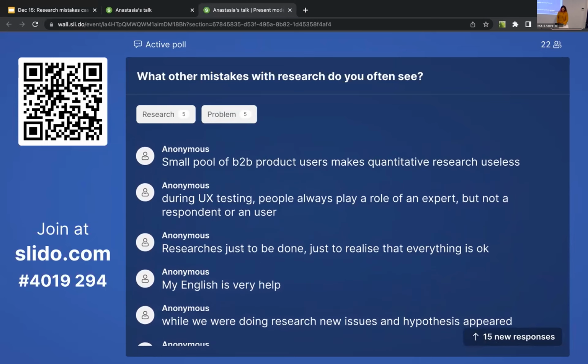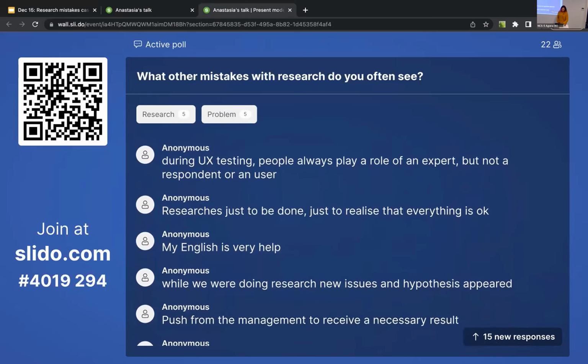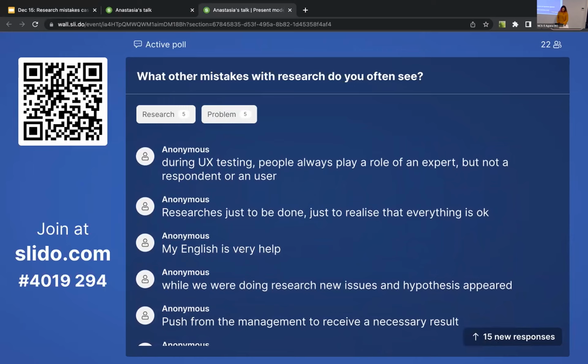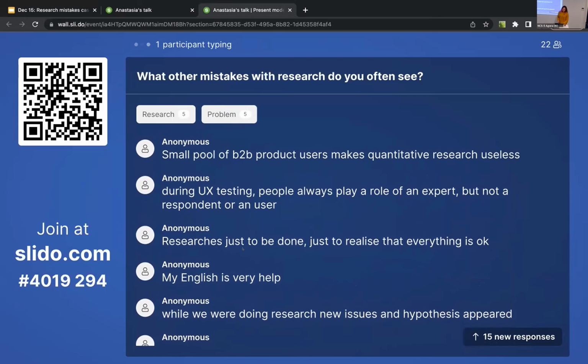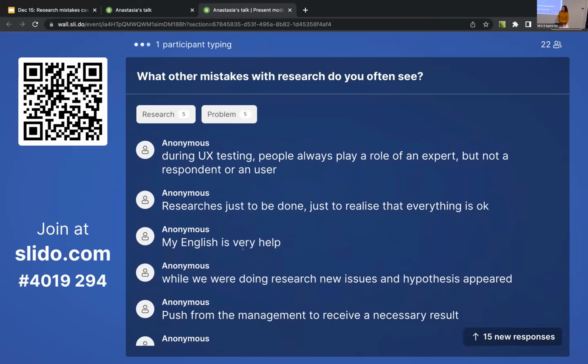During UX testing, people always play a role of an expert, but not a respondent or a user. Yes, and like observed environment. People know that someone is observing and they need to do certain things. I think my favorite one is if you're testing a website and people start reading aloud to you. You say, how would you explore this website? And they start reading aloud all of the small texts. And you're like, of course, I believe you would do it in real life.